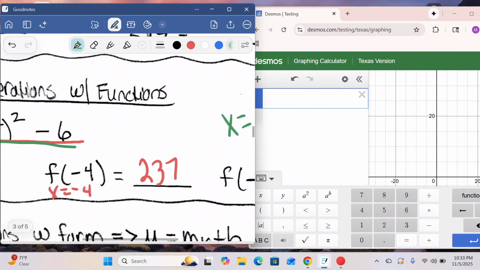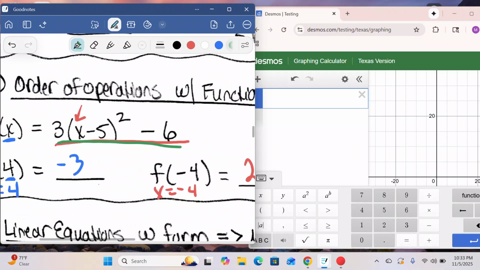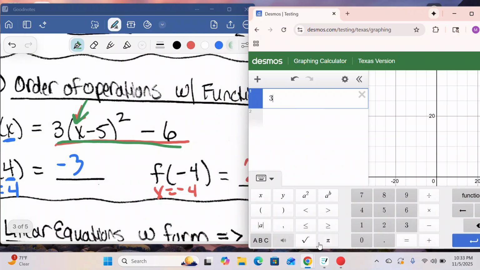All I'm going to do is wherever the x is right here, wherever the x is, I'm going to type in negative 8. So what I'm going to do is I'm going to put the 3 right here. I'm going to open my parentheses. My parentheses is right here. I'm going to put negative 8. So I just type in the minus 8. There's no need to find a negative. Minus 5. And then, of course, I close it. And then after that, I raise to the square right here on the 8 to the second power. And then I go minus 6.